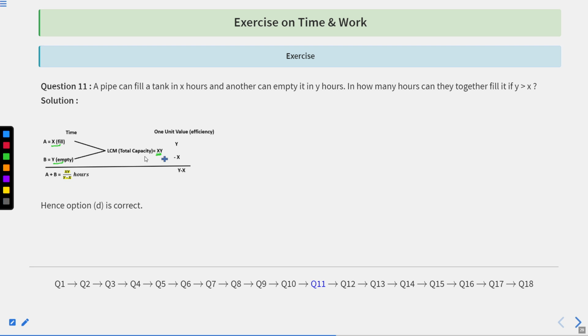And efficiency of A is XY upon X, that is Y. And since B is trying to empty, we will again put a minus sign here. So the efficiency of B will be XY upon Y, that is minus X. So the combined efficiency of A and B is Y minus X. So A plus B will take XY upon Y minus X hours. So the option correct here is option D.